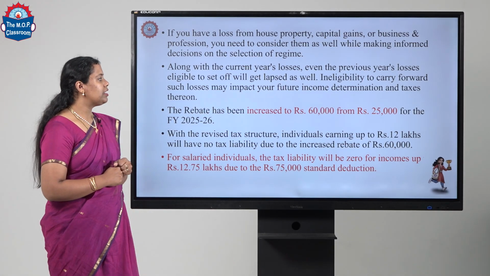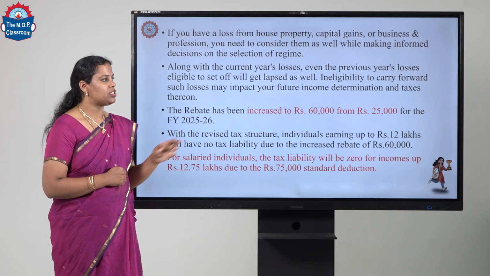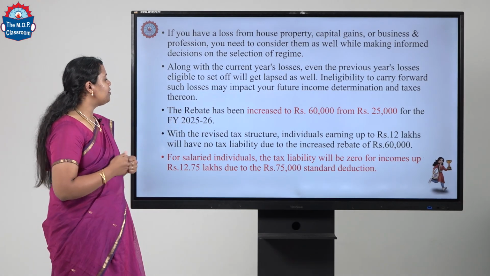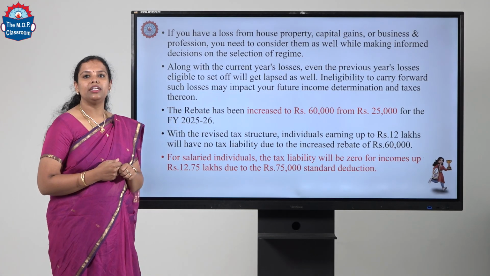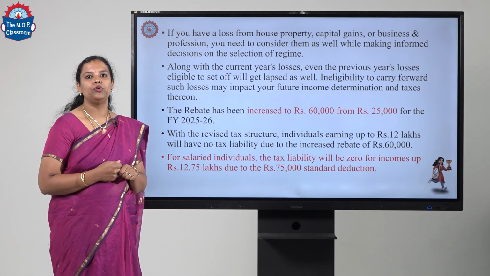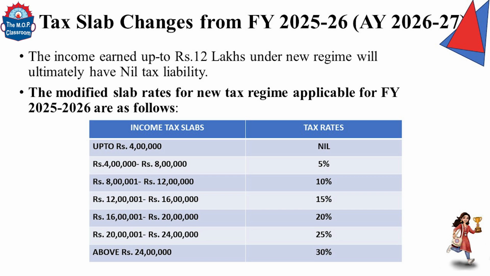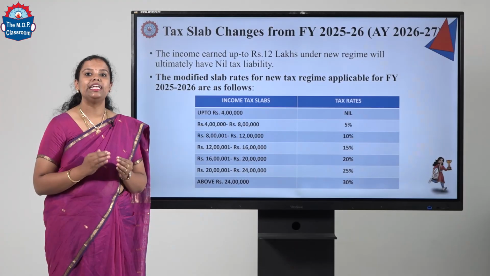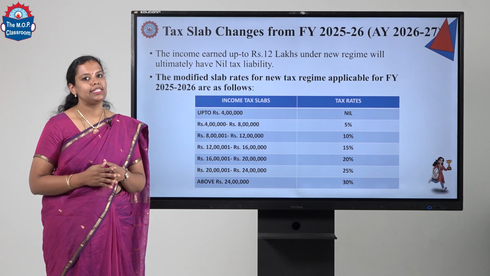The rebate has been increased to 60,000 from 25,000, which is a welcome note. With the revised tax structure, individuals earning up to 12 lakh have a standard deduction up to 75,000, which is actually reduced from the last financial year. These are the tax slab changes for the financial year 2025-26, assessment year 2026-27. So the income, as I discussed before, up to 12 lakhs for any salaried individual is going to be nil. Along with the standard deduction of 75,000, the income level will rise to 12 lakh 75,000.